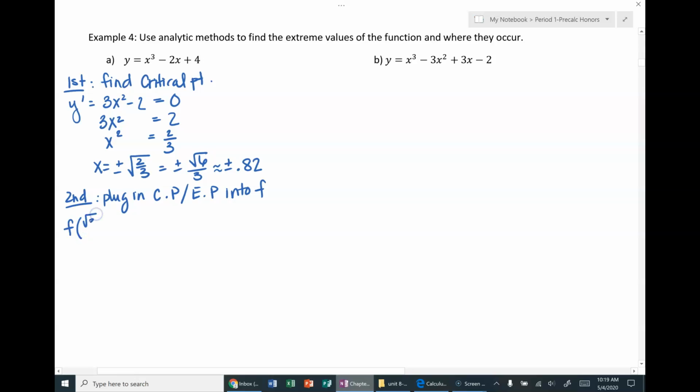So first one, we'll do rad 6 over 3, to the power of 3, minus 2 times rad 6 all over 3, and we're going to add 4. This will give us 6 rad 6 all over 27 minus 2 rad 6 all over 3 plus 4.